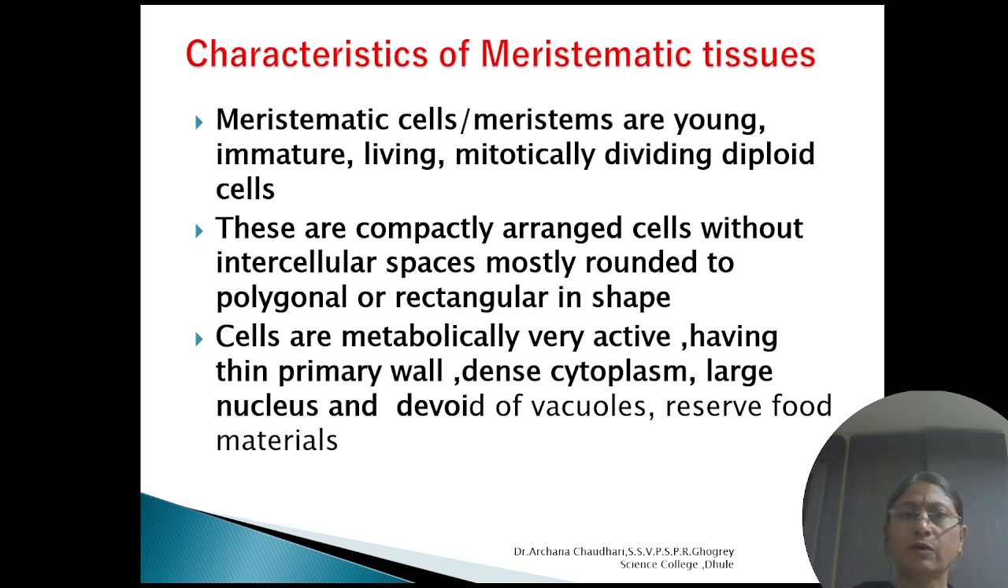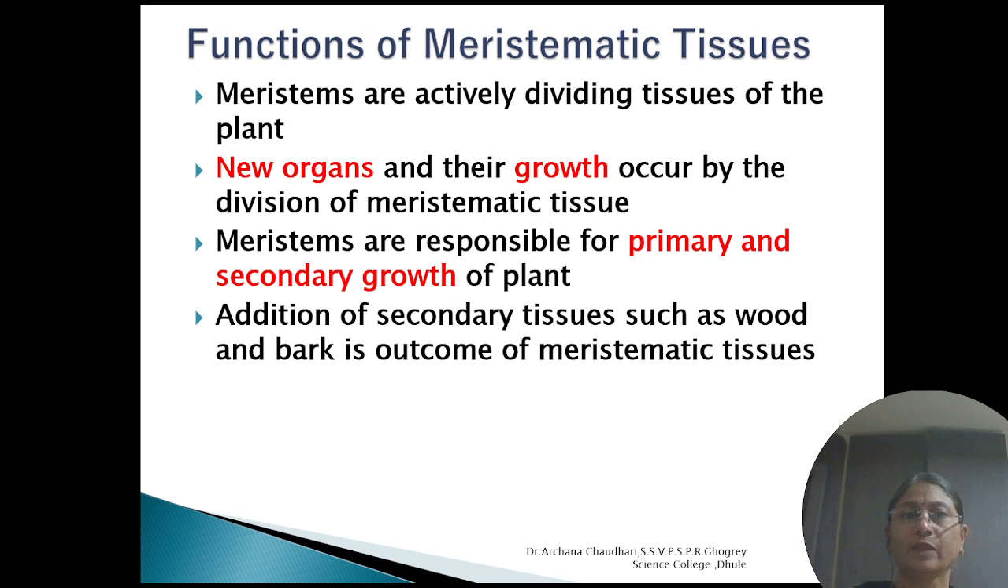Meristematic cells, also called meristems, are young, immature, living, mitotically dividing diploid cells. These are compactly arranged cells without intercellular spaces, mostly rounded to polygonal or rectangular in shape. Cells are young, metabolically very active, having thin primary wall, dense cytoplasm, large nucleus, and devoid of vacuoles and reserve food materials. The function of meristematic tissues.